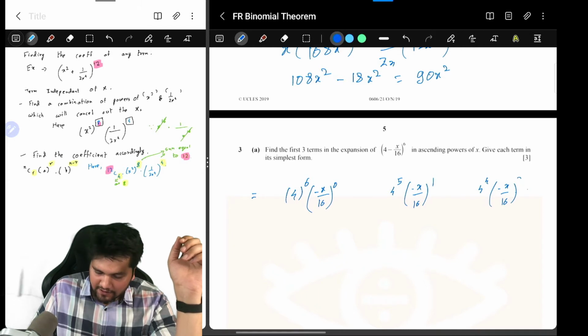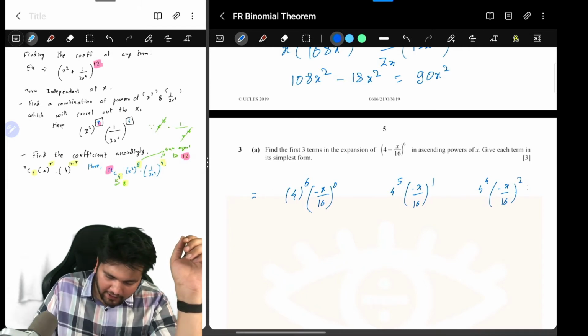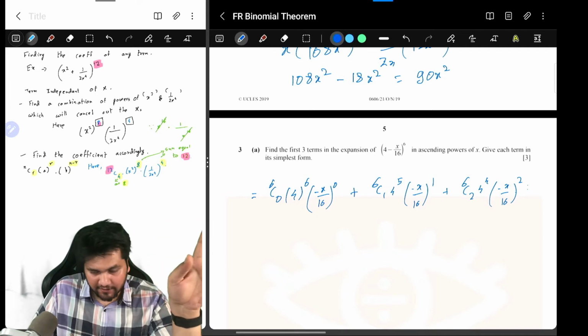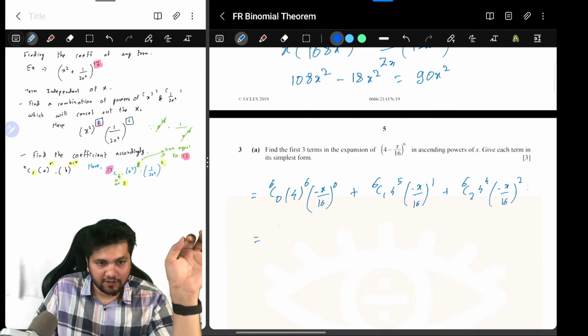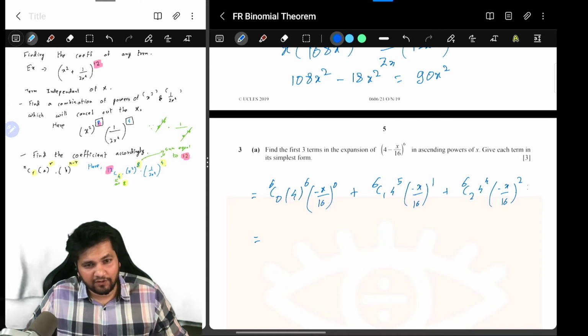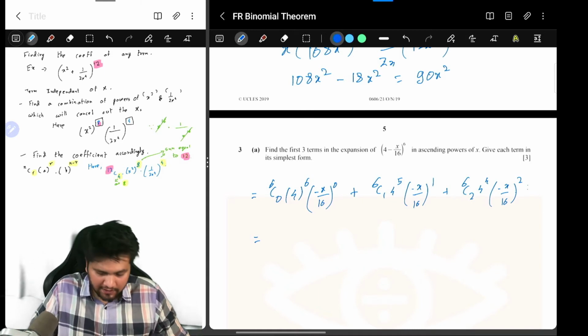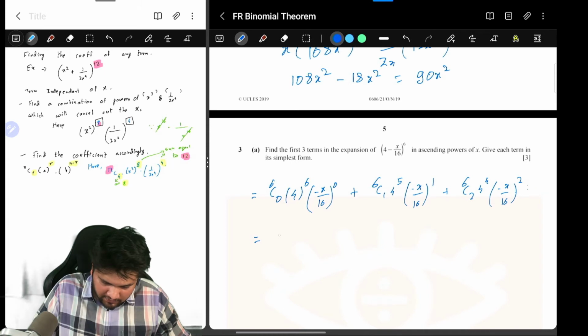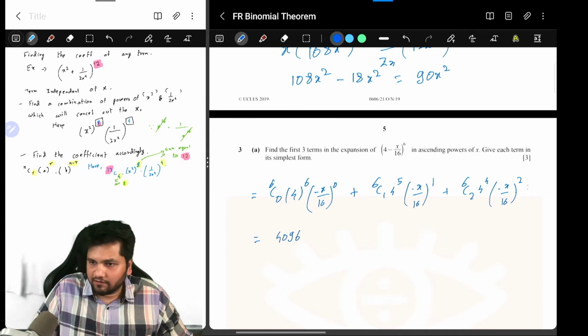Now as you can see, the first one would be 6C0, second one 6C1, third one 6C2, and we are just going to add in between. Right now I'm just adding it. After that I'll simplify. 6C0 is what? It's going to be 1, so as it is. 4 to the power of 6 is how much? 2 to the power of 12. 1024, 4096. Yeah, so we get 4096.